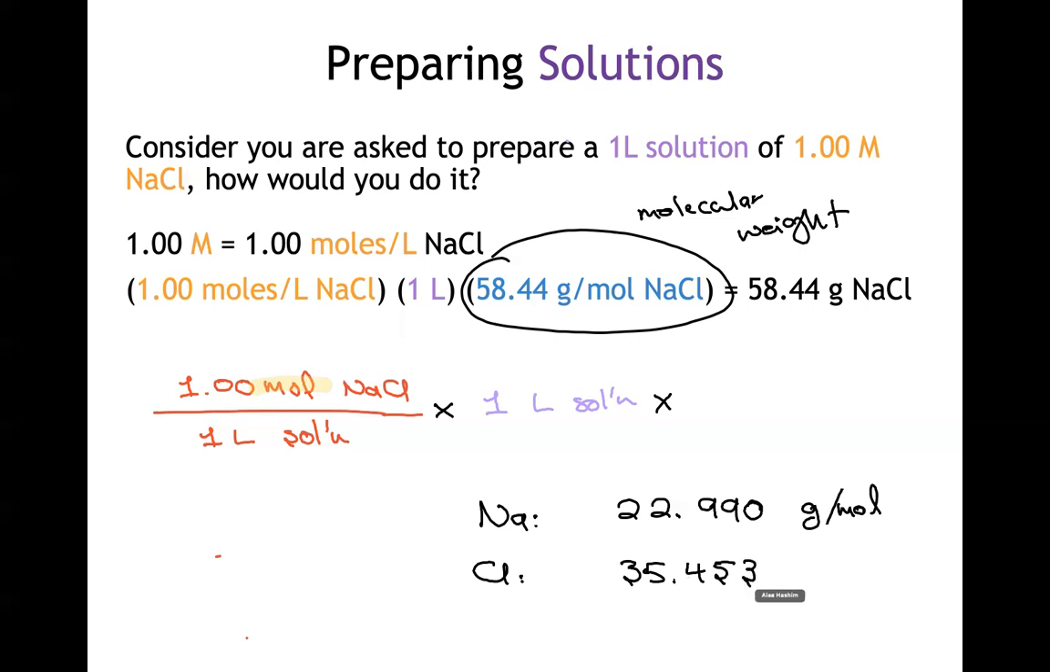35.453. Again, it has units of atomic mass unit, but we're looking at its molecular weight. And if you add those up and you round, you should get 58.44, all right? So you won't always be told, or you typically won't be told, that you need to figure out the molecular weights.